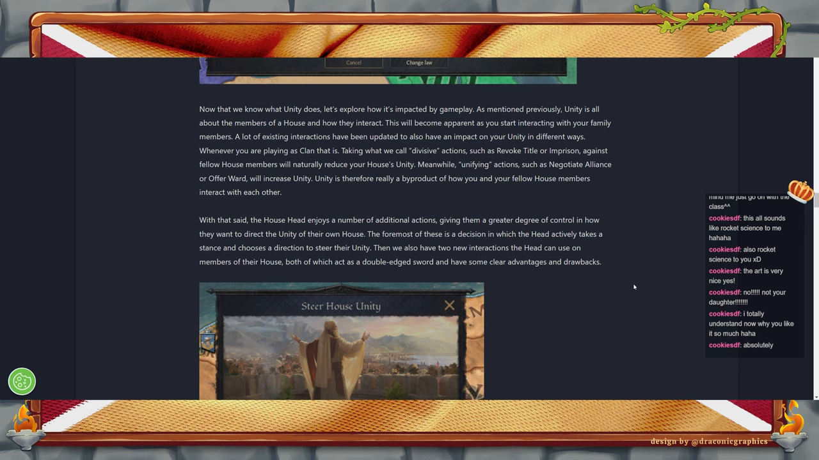Now that we know what Unity does, let's explore how it's impacted by gameplay. As mentioned previously, Unity is all about the members of a house and how they interact. This will become apparent as you start interacting with your family members. A lot of existing interactions have been updated to also have an impact on your Unity in different ways. Whenever you are playing as clan, taking what we call divisive actions, such as revoke a title or imprison fellow house members, will naturally reduce your house Unity.